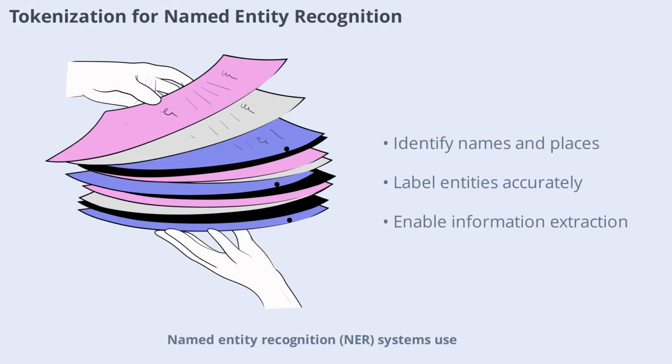Named entity recognition (NER) systems use tokenization to identify names of people, places, organizations, and more within text. By breaking text into tokens, NER tools can accurately pinpoint and label entities, enabling applications like information extraction and knowledge graph building. Effective tokenization is key to high-quality entity recognition.